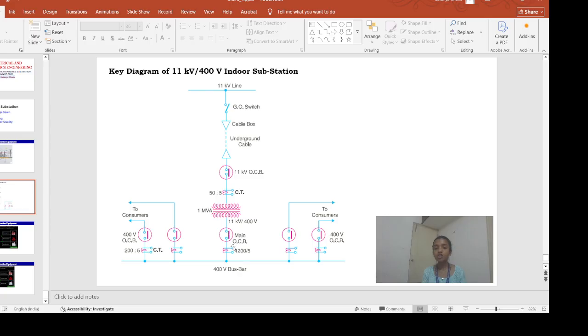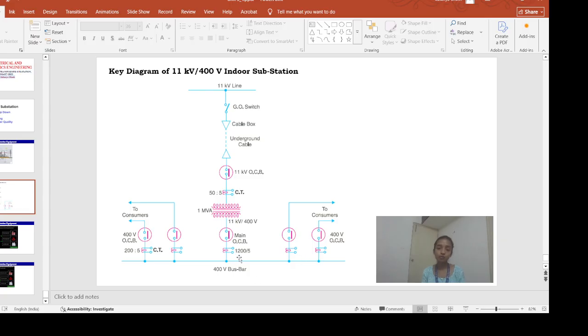Okay, and if I want to disconnect this electric supply to these consumers, we need to cut this 400 volt supply from this main oil circuit breaker. That means when this main oil circuit breaker is turned off, or becomes an open switch, none of these consumers will get the electric supply.